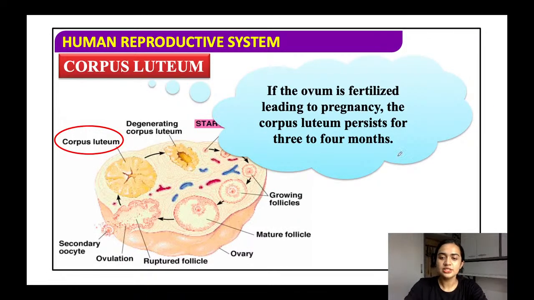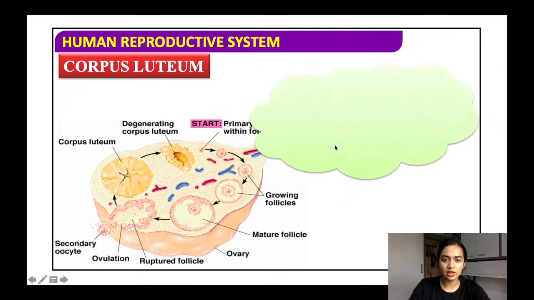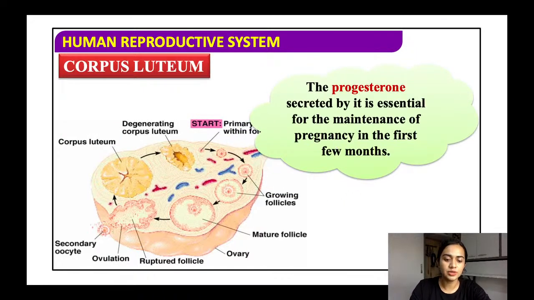If the ovum is fertilized, अभी हमने देखा अगर fertilized नहीं हुआ तो क्या होता है. तो अगर fertilized हो गया तो क्या होगा. तो if it is fertilized, what happens that the corpus luteum will persist or it will exist for 4 months. 4 months के बाद क्या होता है कि placenta formation start हो जाता है. See, so what happens is that the progesterone secreted by it is essential.